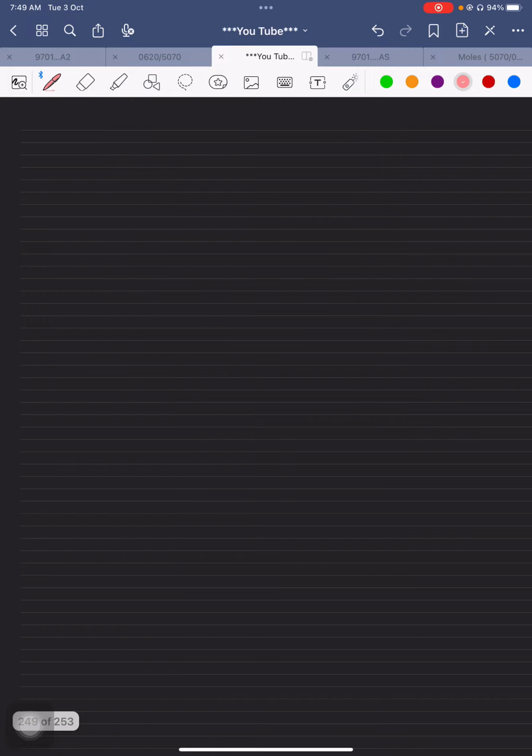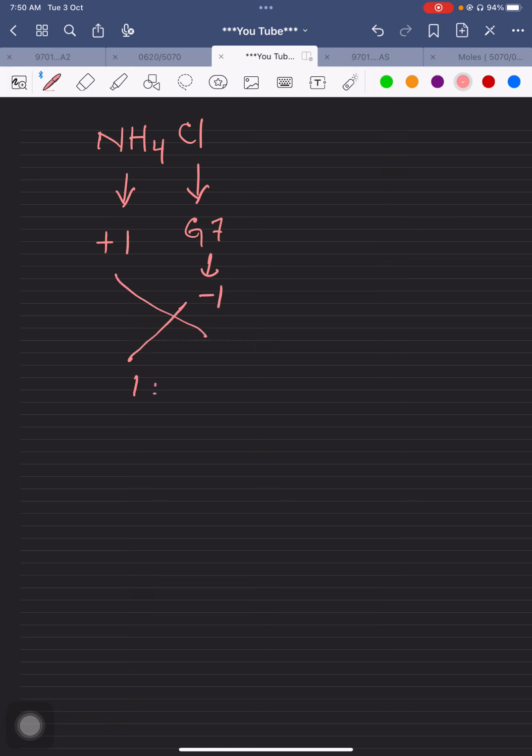Now I am trying to give you some examples from radicals. For example, ammonium chloride. Okay, so ammonium is a radical. It has a charge of +1. Chlorine is a part of group number 7. It has a charge of -1, and +1, 1 is to 1.